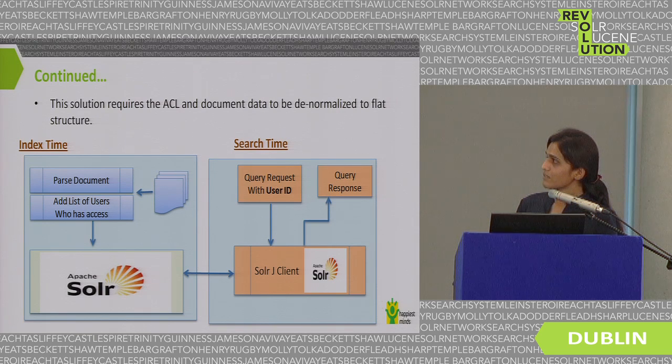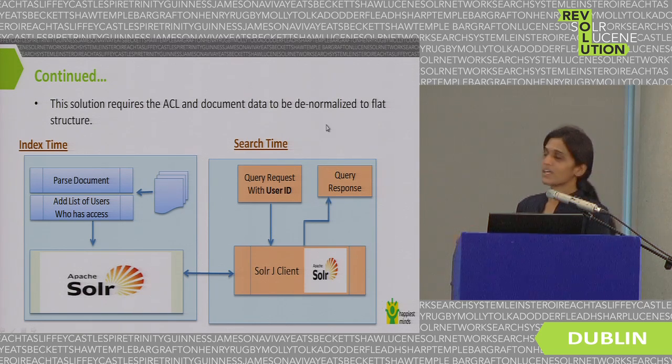At the time of indexing, we parse the document and also add the list of users who have access to it, and then push it into the search engine. So we have a multi-valued field for the list of users. At search time, we simply add the user ID to the query request and pass it to the SolrJ client. It will return the list of results as a query response. So this is again a denormalized way of handling it, and we saw a similar approach in role-based access control.